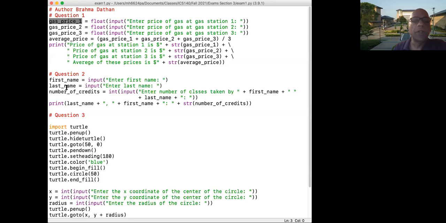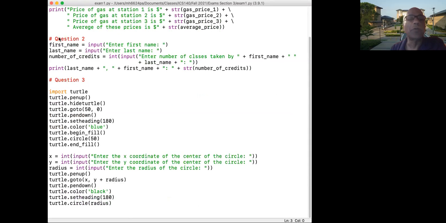Session. Okay. Now, going to question 2. You wanted the first name and last name of a person. Since these are strings, there is no conversion needed. So first name is input, enter first name, last name is input, last name.